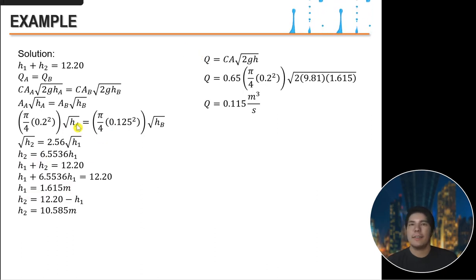Nakikita mo, yung H2, yan yung HB ko dito sa equation, tsaka yung H1, yan yung HA ko sa equation. Once makuha mo na yung value ng H1 tsaka H2, madali mo na lang makuha yung value ng flow rate. Pili ka lang sa dalawa kasi pareho man din sila. So, yung discharge natin ngayon is 0.115 cubic meter per second.